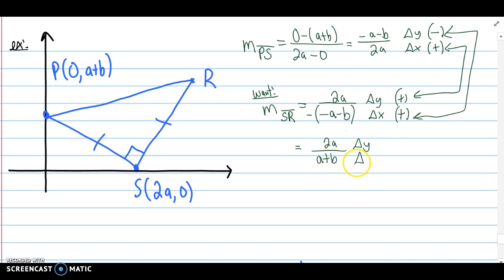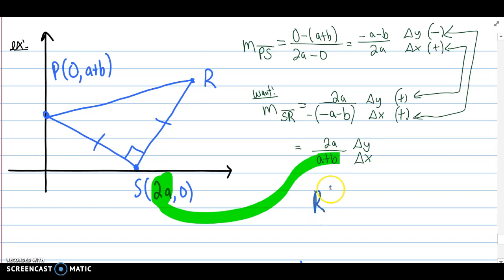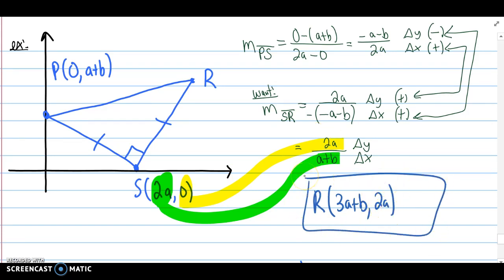Here is our change in y, and there is our change in x. Starting at point S, going to point R, here is how the values are going to change. The x value started here. It changes by that amount. So the coordinates for point R, the x value is going to be 2a plus a plus b. And then the y value started at 0. It changed by 2a. So if we add those together, we get 2a. And these are the coordinates for point R then, making an isosceles right triangle.